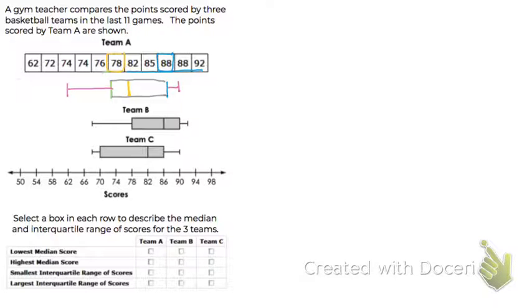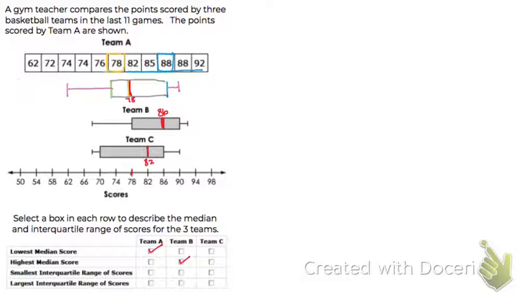So the median, what is the median on a box and whisker plot? The median is the line in the middle of our box. So which one has the lowest median? That would be Team A. Which one has the highest median? That would be Team B. Team A's median is here at 78. Team B's is at 86. And Team C's is only at 82. That's in between 78 and 86.